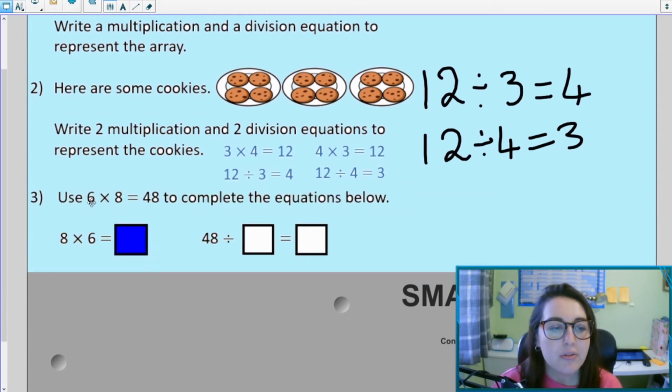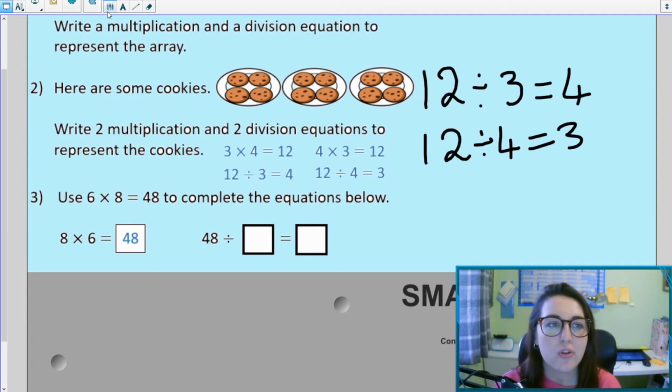Now we know 6 times 8 is 48, so pause the video and have a go at completing those sentences there. So we know 6 times 8 is 48. What 48 divided by what equals what? Pause the video and have a go.